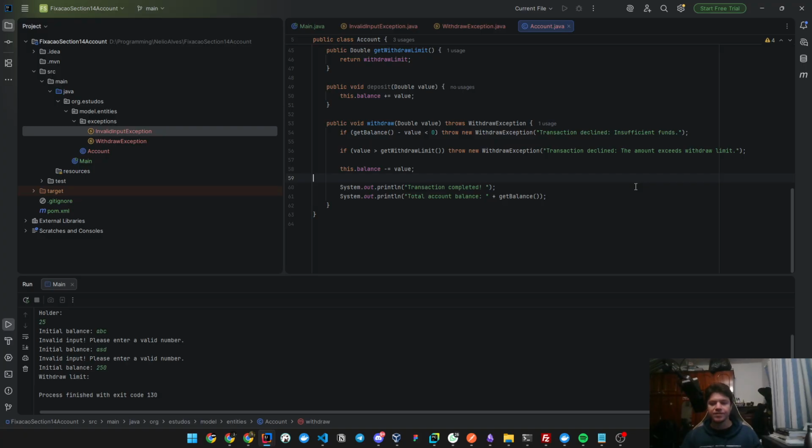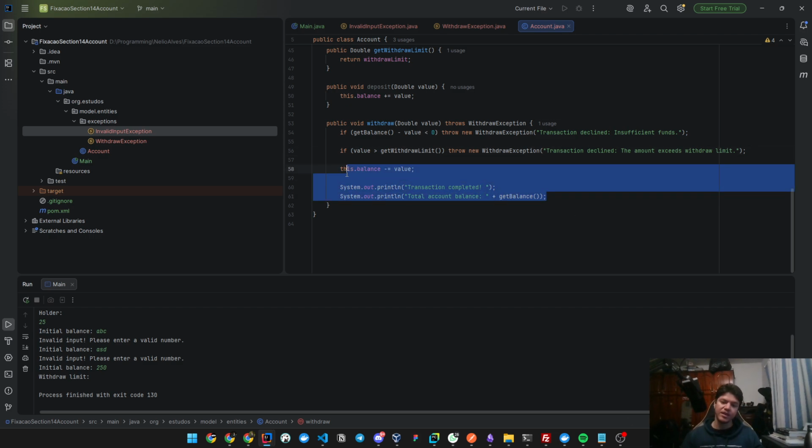Okay. That being said, we have the first exception, withdraw exception, with the message that if you try to withdraw money and you don't have the money in the account, insufficient funds, transaction declined, and transaction declined also if the value that you are trying to withdraw is above the limit. So those are the two. If everything goes right, we have two messages: okay, transaction completed, and the total account.